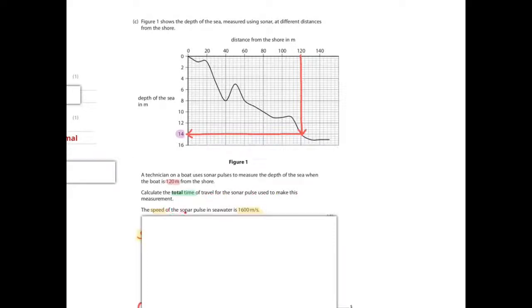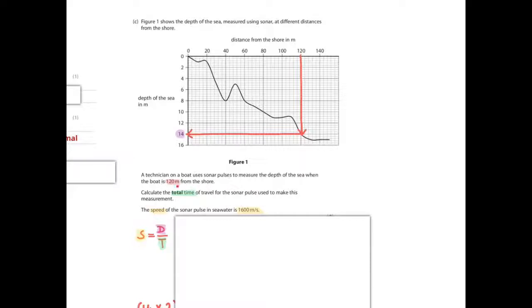The speed of the sonar pulse in seawater is 1600 meters per second. So firstly, we need to choose an appropriate formula, and this question's for 4 marks. There's quite a lot of things to do here. So if we look, we've got time, speed, and distance. Those are the figures. Those are the measurements. So we should be able to pick a formula quite easily, which would be speed equals distance divided by time. Those are the values we've got, and that's the most appropriate formula.